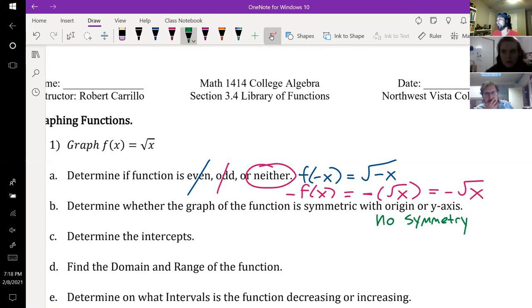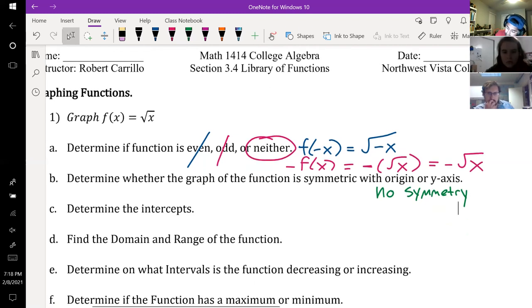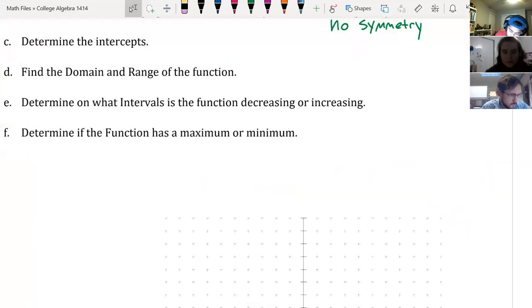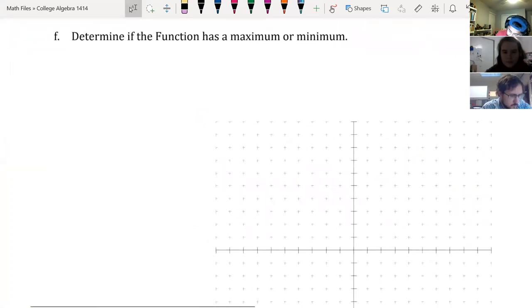Okay, and before we move on, I said we can check algebraically and we can check graphically. So let's go ahead and graph the square root of x. Let's get that out of the way. So I'll go down below. There we go. That's better.